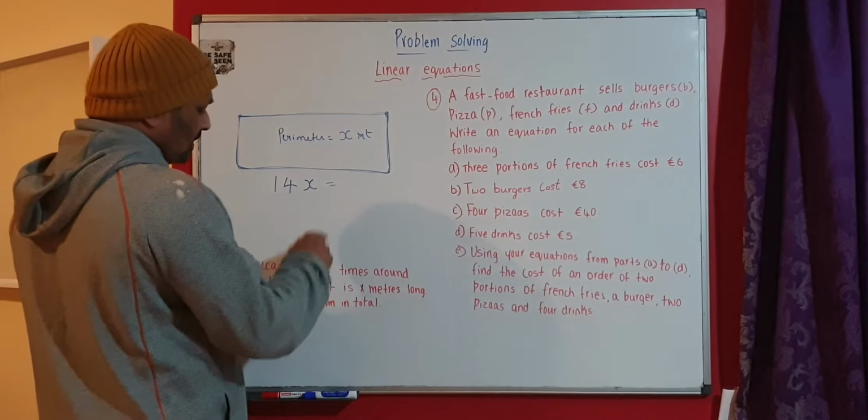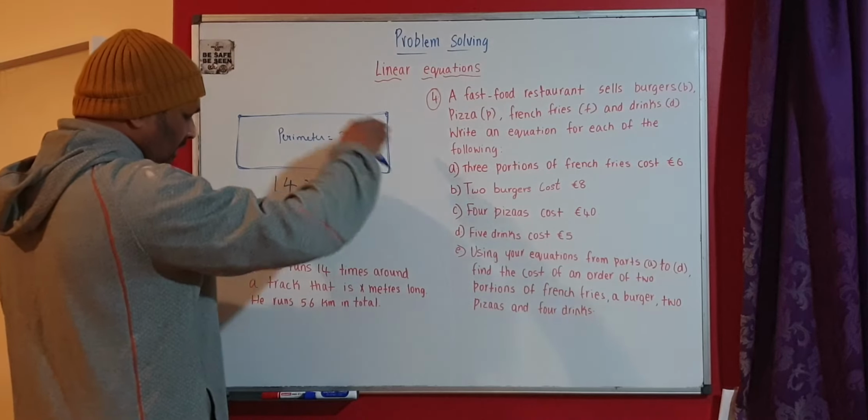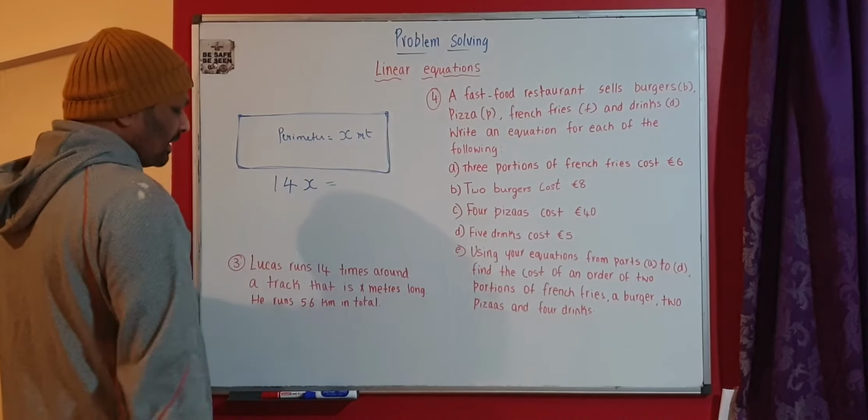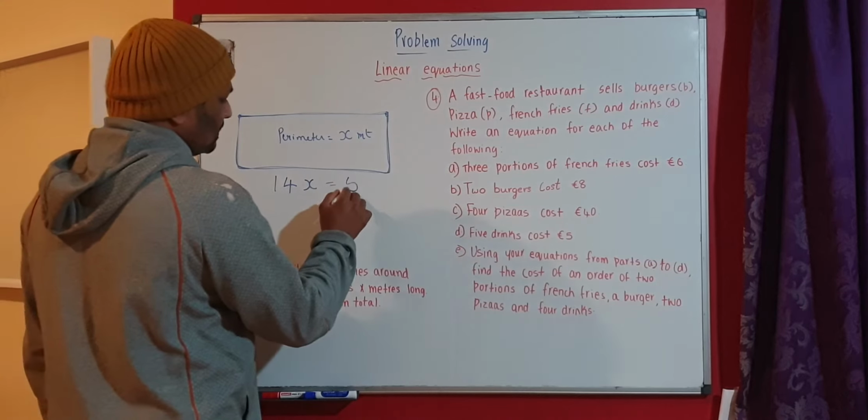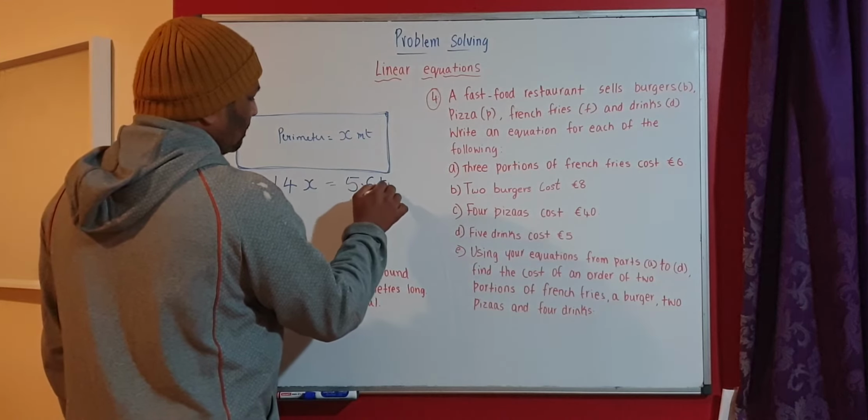Is equal to, what is the distance he covered by running 14 times around a track? He covered 5.6 kilometers.